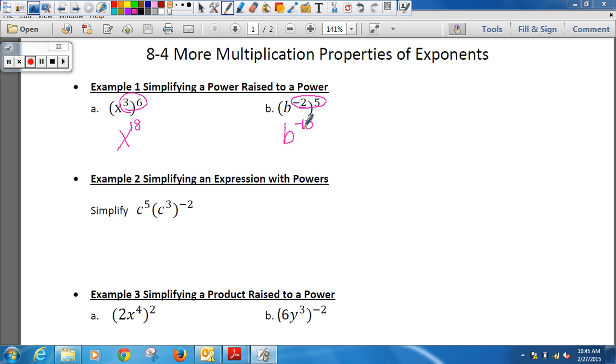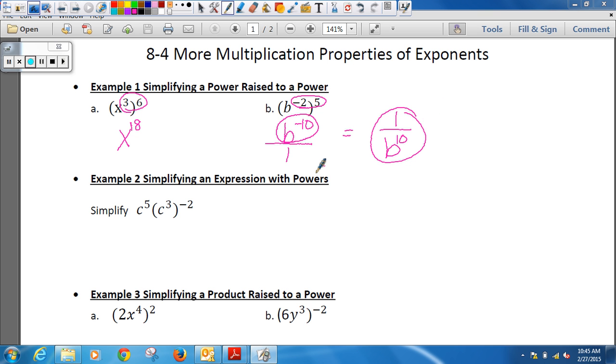We are never done if our exponent is a negative exponent, so you always need to write exponents with positive. So if you can recall back, that means it's in the incorrect position. Remember, we call it move it, lose it. So I need to move this and lose the negative. So I'm going to move it to the denominator, lose the negative. My final answer here would be 1 over b to the 10th.